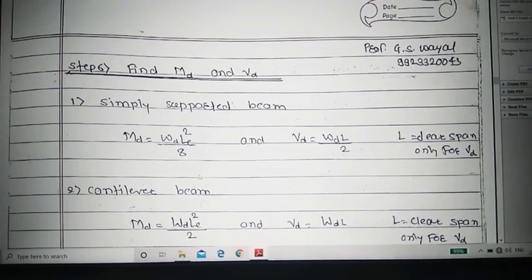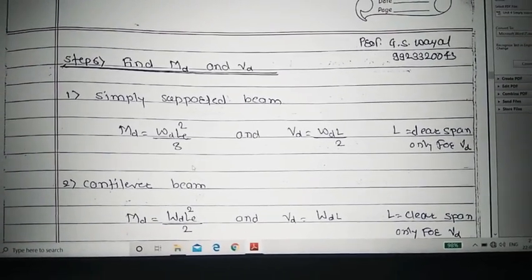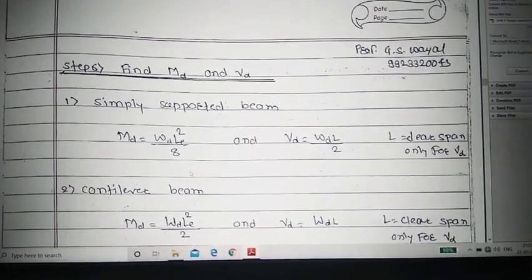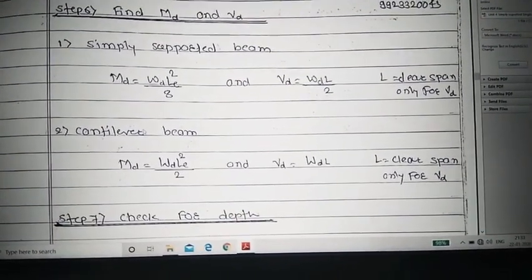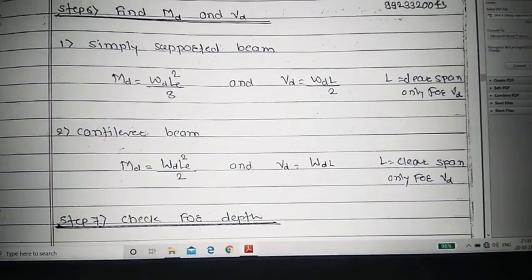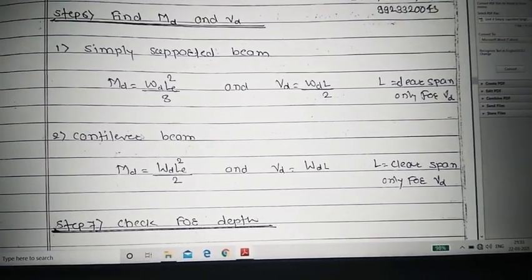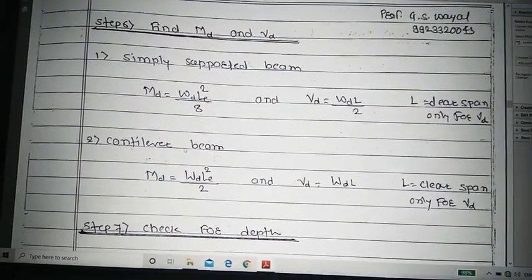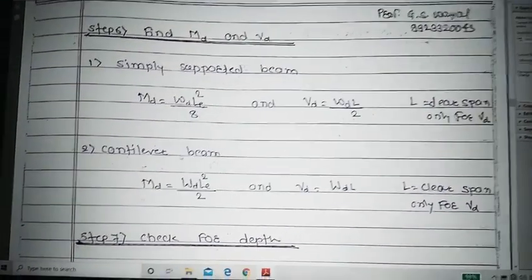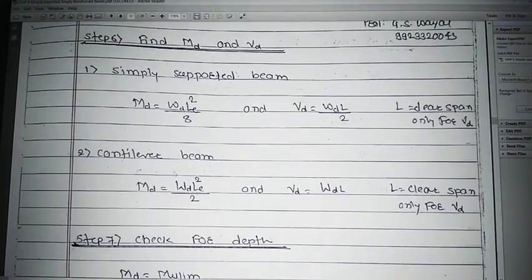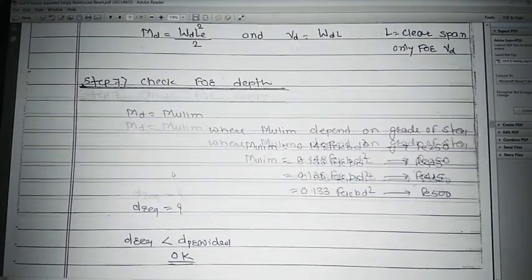For a simply supported beam, we know that the maximum bending moment formula is WL square by 8 and shear force is WL by 2. And for cantilever, maximum bending moment is WL square by 2 and shear force is WD into L. Once you calculate the factored bending moment and shear force, then the next step is to check for depth.